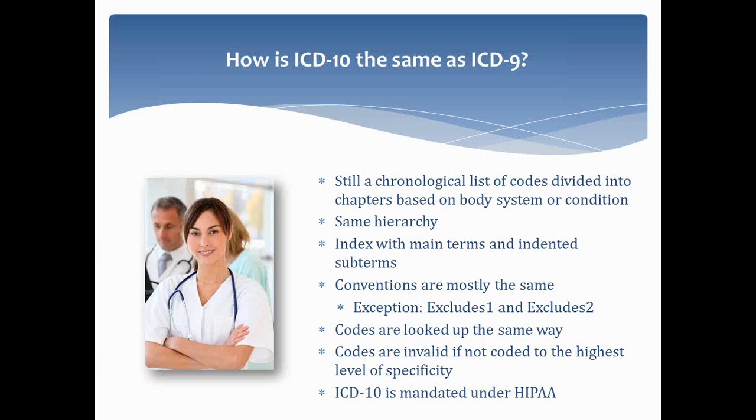Just like ICD-9, codes are considered invalid if they're not coded to the highest level of specificity. So if you have a code with 3 characters, but there are other codes that have 4, 5, 6, or 7 characters, and you use the one with 3, that code will be denied. And that's one of the basics of ICD-9. Anyone who's coded for more than 10 minutes knows that you have to code to the highest level of specificity, which means you have to go to as many digits as you can if the code allows it.